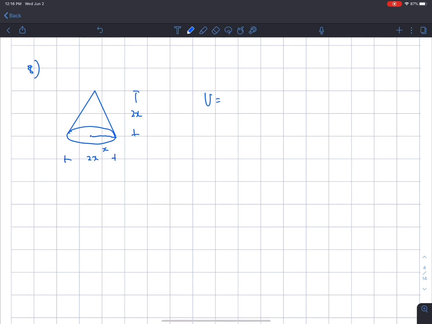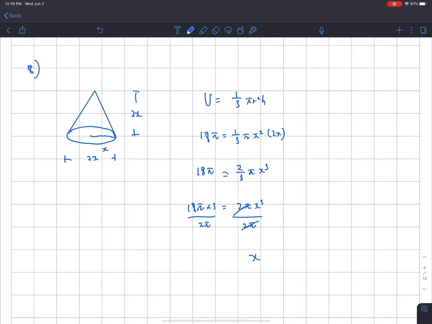So we were told that the volume of a cone is 1/3 pi r squared h. And this volume is 18 pi equals 1/3 pi, r is just x, and the height is 2x. So we get 2/3 pi x to the power 3 equals 18 pi. We can now cross multiply the 3 over, dividing both sides by 2 pi.